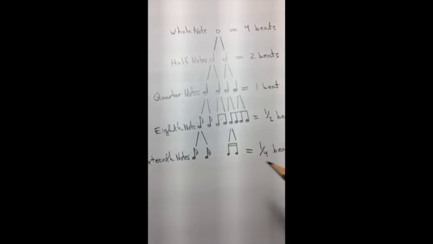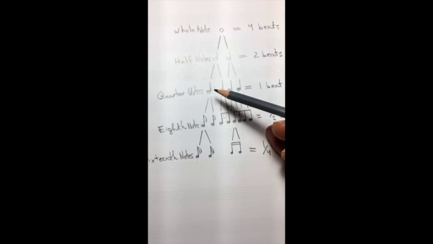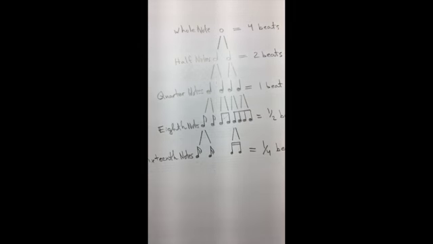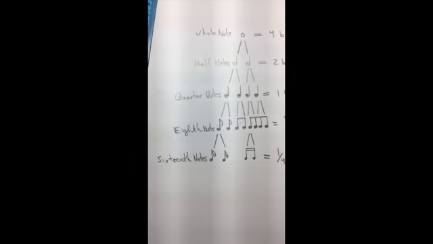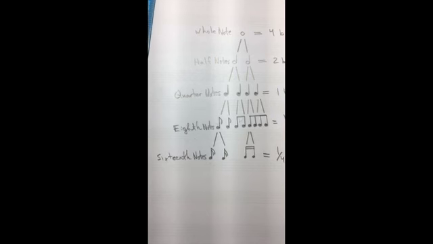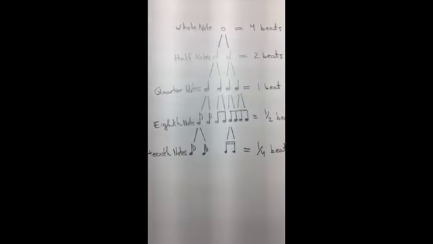Okay, so 16 of these can go into one whole note. 8 of these can go into one whole note. 4 of these into one whole. 2 of these into one whole. So you can see where we get our names: whole, half, quarter, eighth, 16th, 32nd, 64th, 128th, and it just keeps on subdividing. So that's the notes.